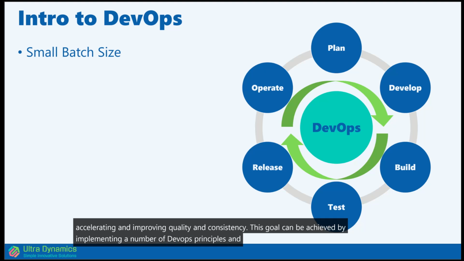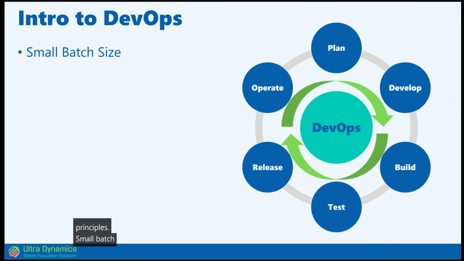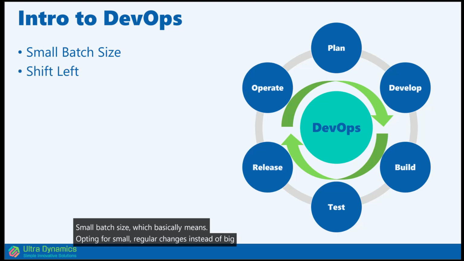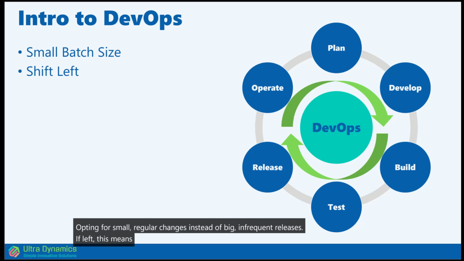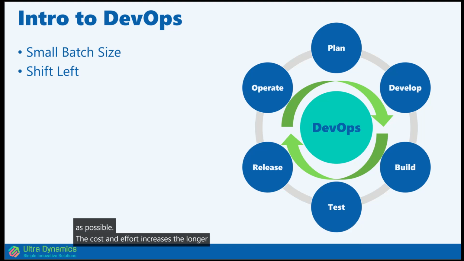Let's take a look at some of these principles. Small batch size, which basically means opting for small regular changes instead of big infrequent releases. Shift left. This means performing activities such as proof of concepts, designs, and testing as early as possible. The cost and effort increases the longer it takes to detect issues resulting in delays.